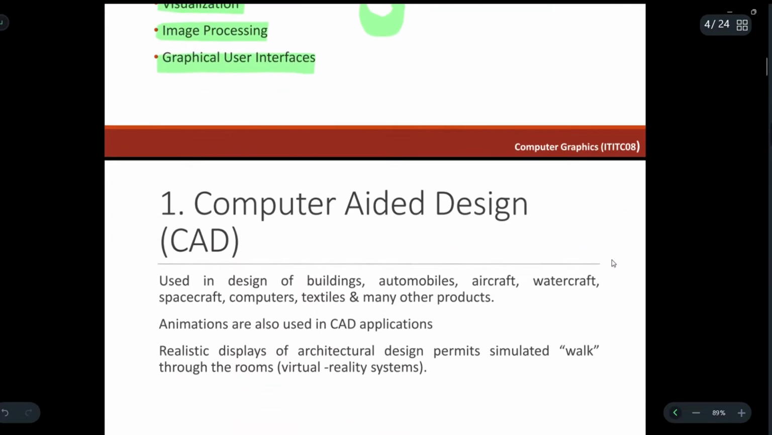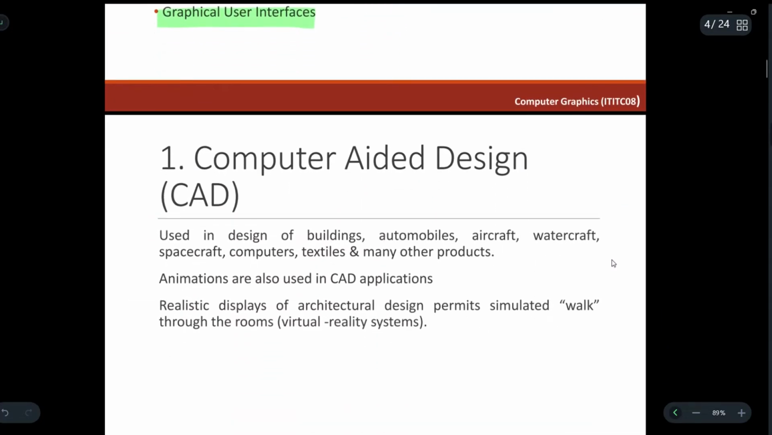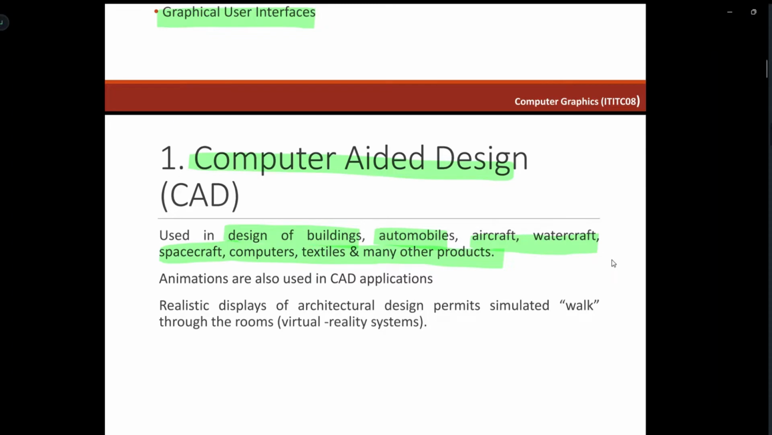First of all, we have computer aided design or CAD. Computer-aided design is used in the design of buildings, automobiles, aircraft, watercraft, spacecraft, computer textiles, and many other products. CAD applications are also used for animations, that is, realistic displays of architectural design, such as simulated walks through rooms. It is used by architects and animation graphics designers.